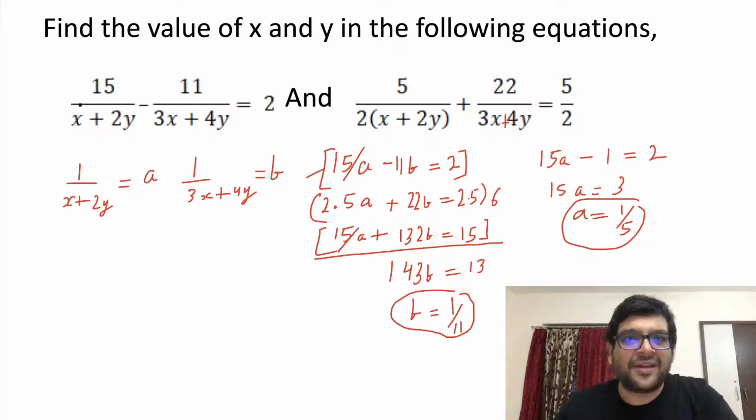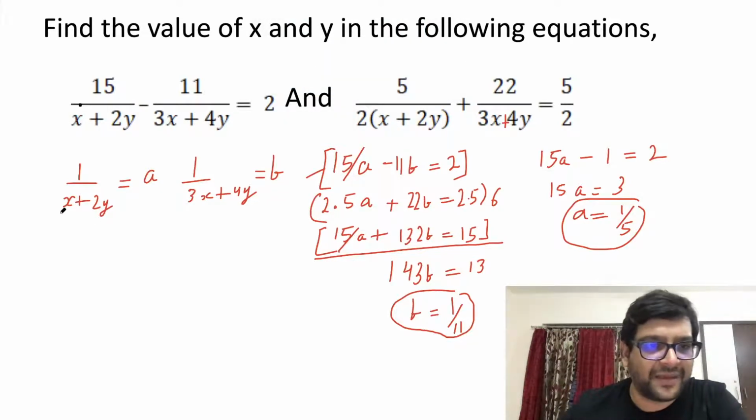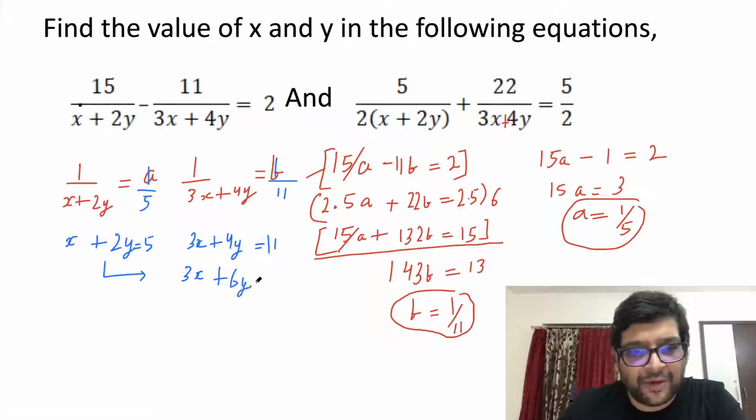Once I have these values, now I can actually try to attempt and find out the values of x and y. The A is 1 by x plus 2y. So I can replace A by 1 by 5 and B by 1 by 11. So I have x plus 2y is equal to 5. And then I have 3x plus 4y is equal to 11. Once I have those values, I multiply this with 3. So I will have 3x plus 6y equal to 15. Then I'll subtract.